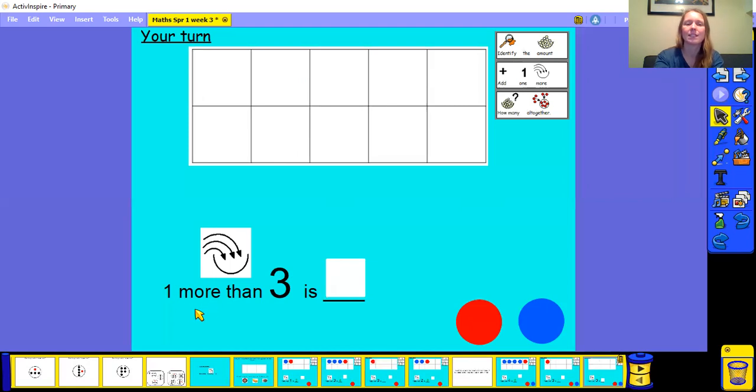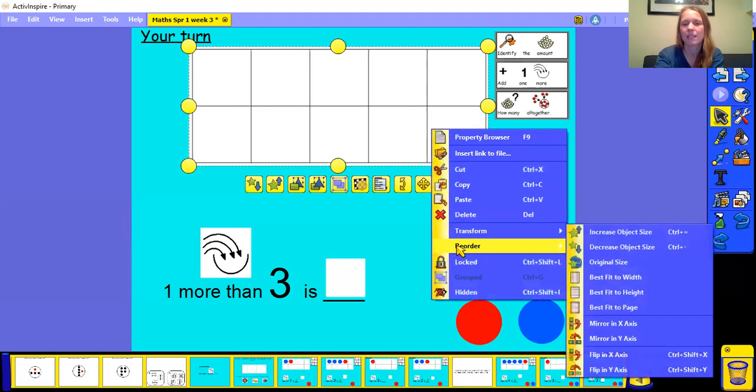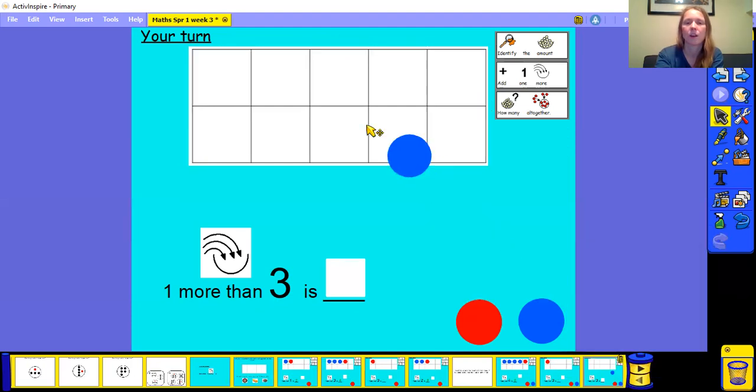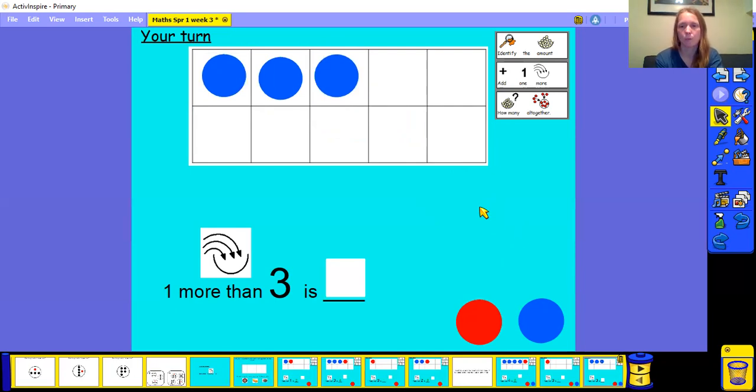Okay, now let's do it together. This time, our sentence says 1 more than 3 is, what's the number that we need to add to our 10 frame first? 1 more than 3. 3 is the number that we have first. I'm going to put 3 blue counters onto our 10 frame. 1, 2, 3. And now I need to add 1 more. This time I'm going to use the red counter.